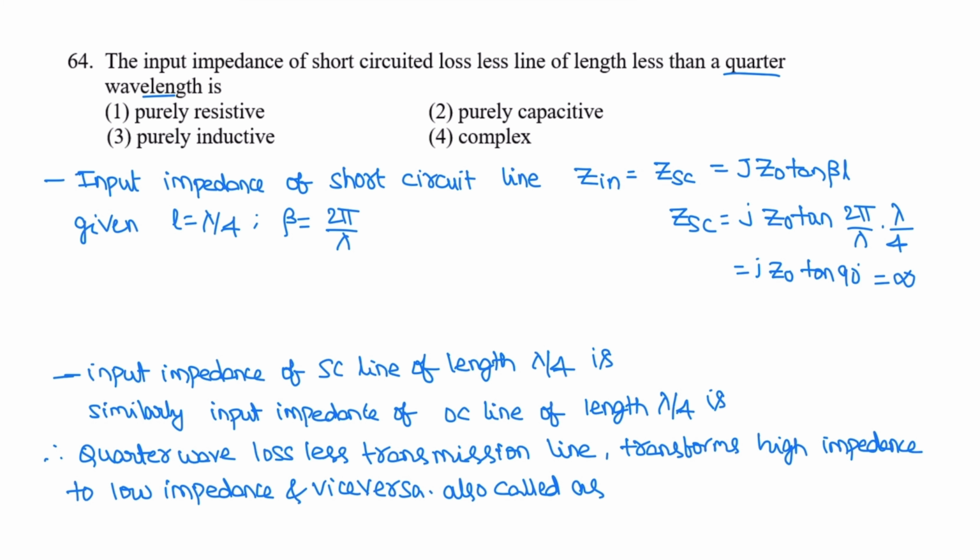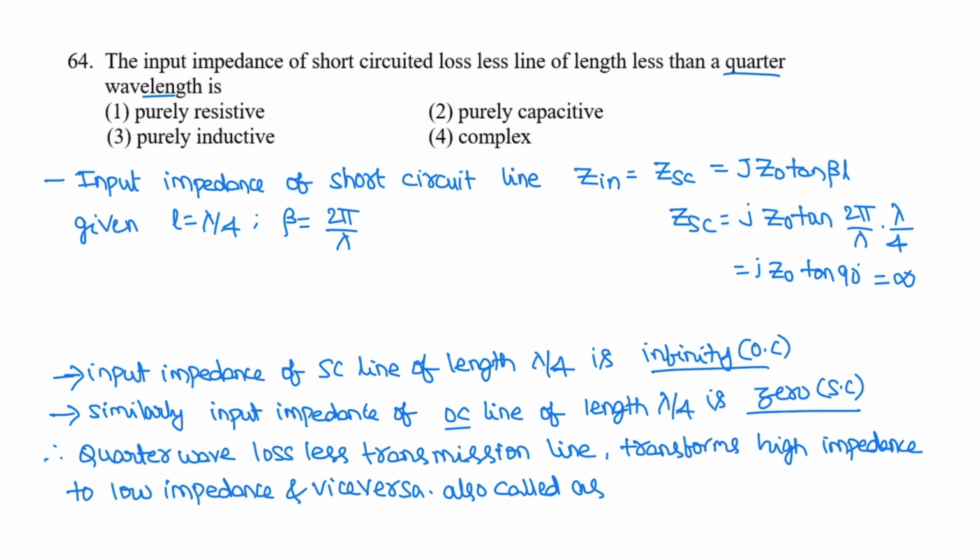Therefore, the input impedance of a short circuit line of length lambda by 4 is infinity, so that is an open circuit. Similarly, the input impedance of an open circuit line of length lambda by 4 is 0, so that is a short circuit.